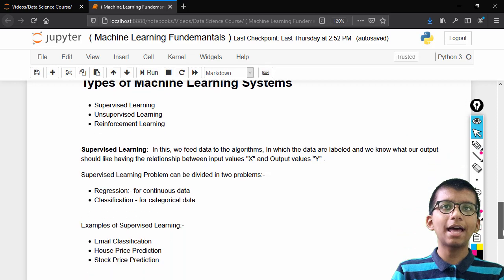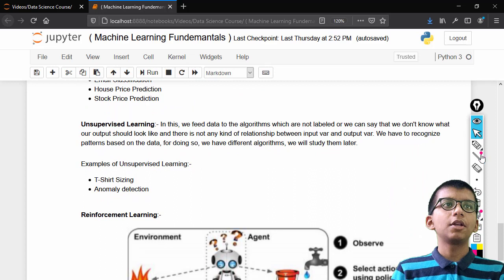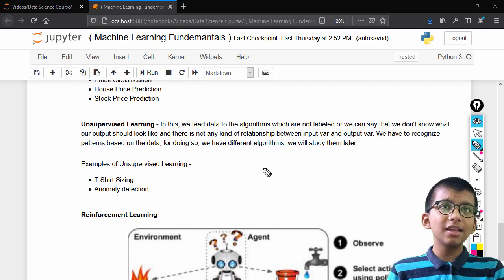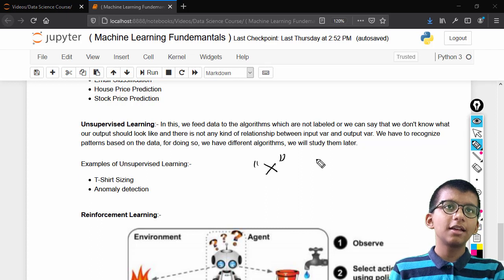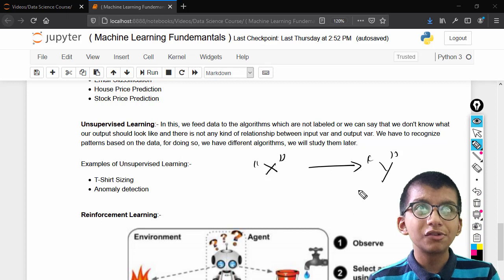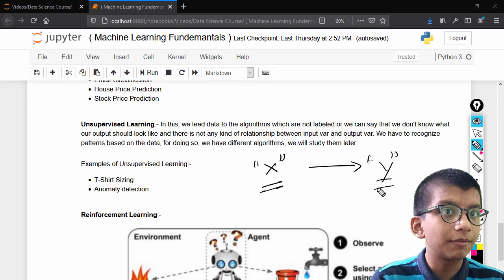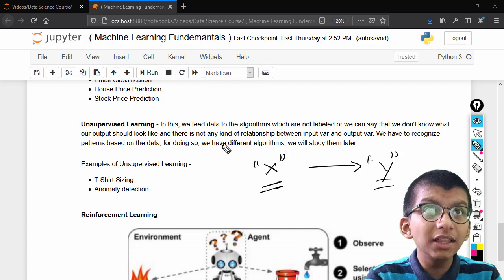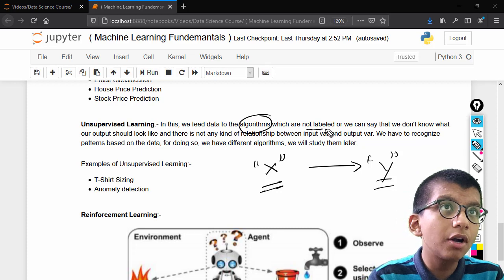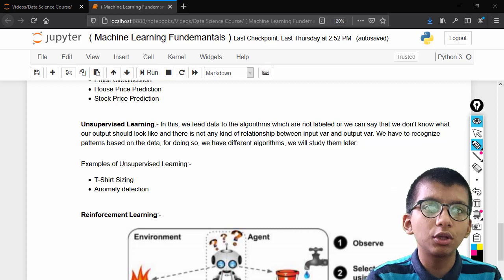Now let's take a look at unsupervised learning. Let's say this is our x, and on the basis of x we have to predict the price. So we'll be given an input value and we have to predict the output value. In this, we feed the algorithm data that are not labeled, or we can say we don't know what our output should look like.